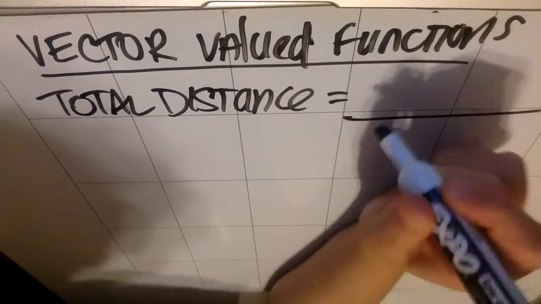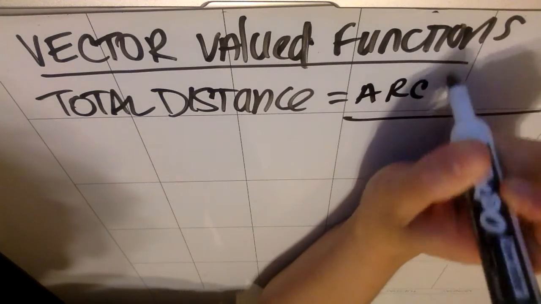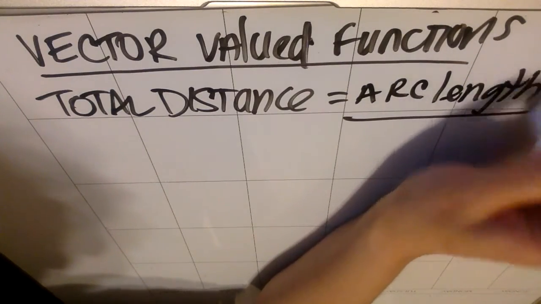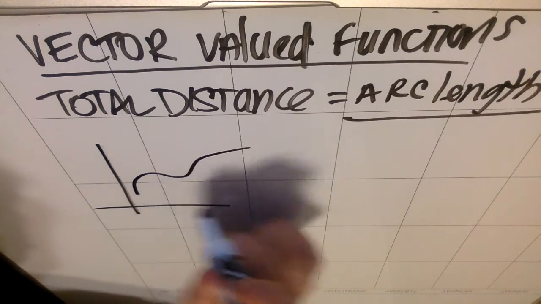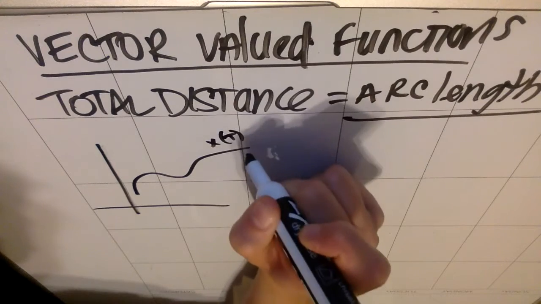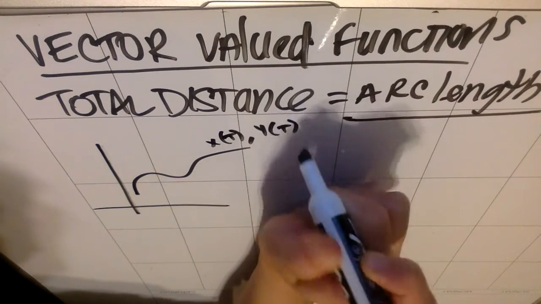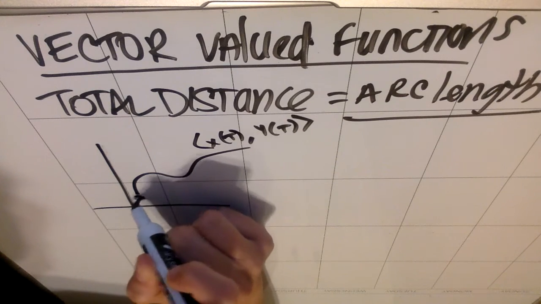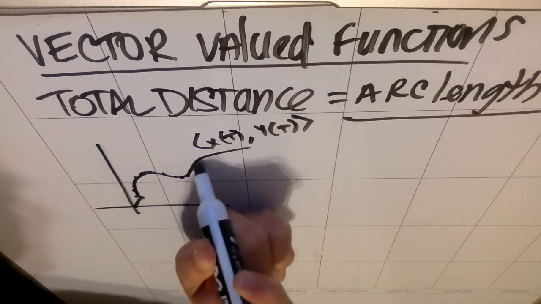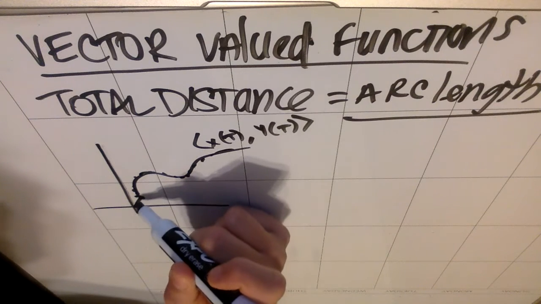There's a pretty cool thing about finding total distance for a vector valued function, which is that total distance is actually just arc length. Because if you picture it, we have some curvy function, and this curvy function is defined by an x of t and a y of t, and where its position is. So if you picture what r is, as r moves, it's just tracing this curve.